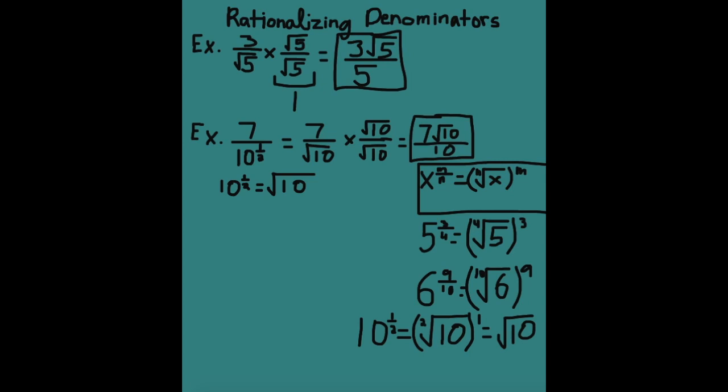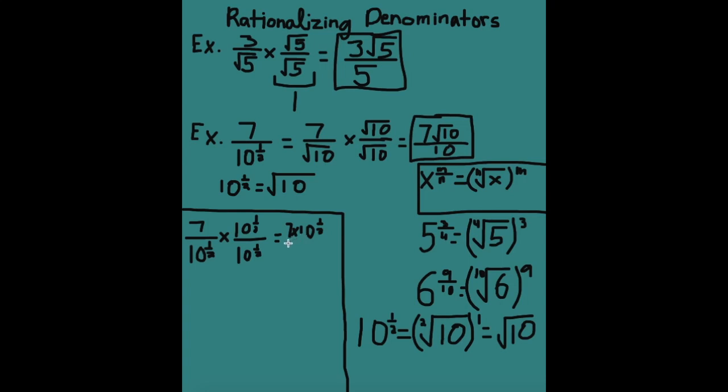If you are confused about the x to the m over n power, let's try this problem a different way such that we don't need to convert 10 to the 1/2 to a radical. So we have the fraction 7 over 10 to the 1/2 power. If I multiply 10 to the 1/2 power in the numerator and denominator, I get 7 multiplied by 10 to the 1/2 power in the numerator.